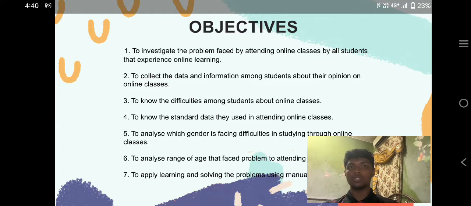To analyze which gender is facing difficulty in studying through online classes, to analyze the range of age that faces problems attending online classes, and lastly to apply learning to solve the problem using manual way and software. That's all for me.